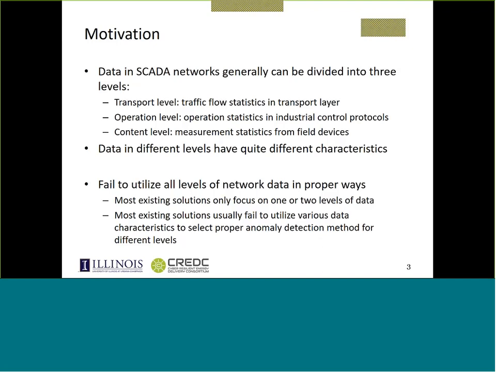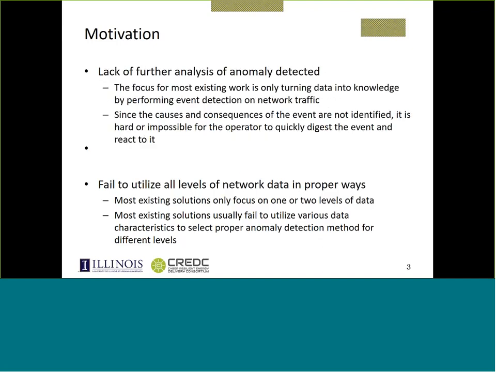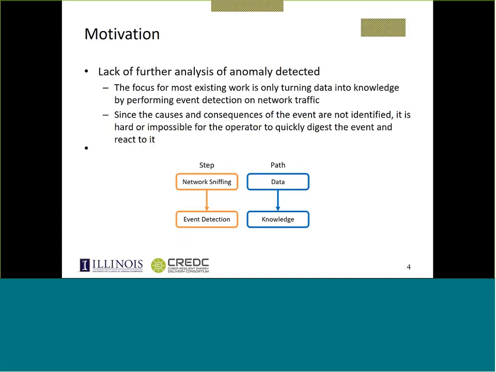And most of the existing solutions only focus on monitoring and event detection of one or two of the three levels of data, which is not enough to detect and reason about attacks in all three levels. Also, data in different levels have quite different characteristics, which requires different methods to deal with. But existing solutions usually apply the same method to different levels, failing to take data characteristics into consideration when selecting anomaly detection method.